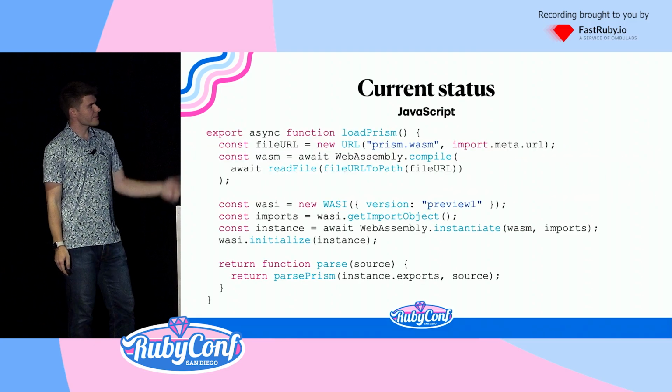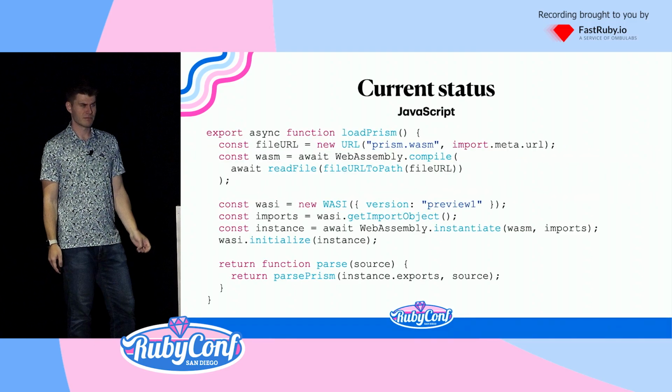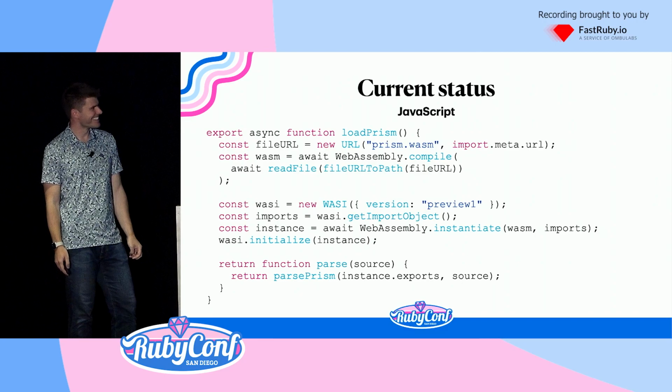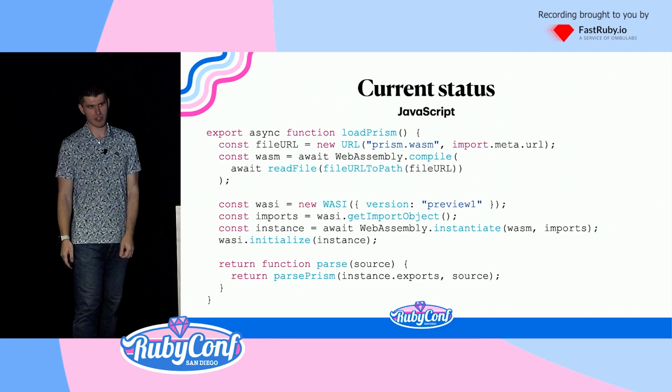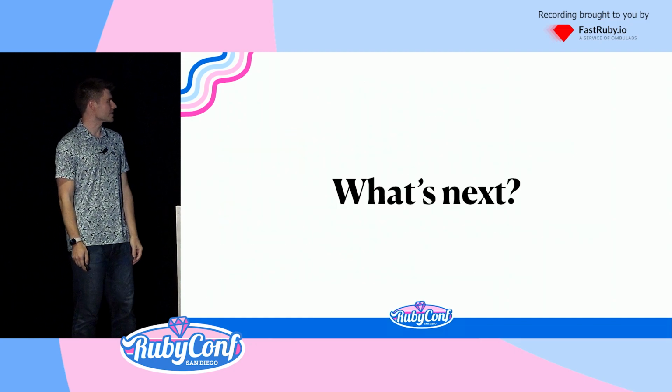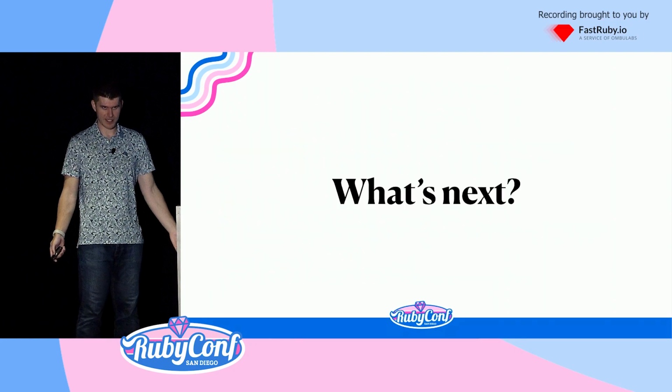And this is how it happens in JavaScript. We compile Prism to Wasm or WASI or one of the other Was-whatever. I don't know. But you can access the AST from JavaScript now. You can access it in the browser. Great. So what's next?